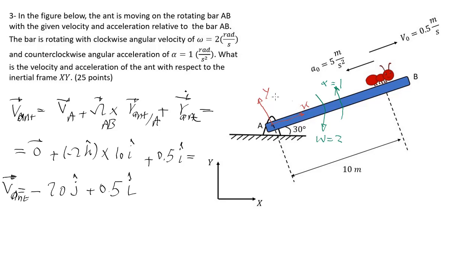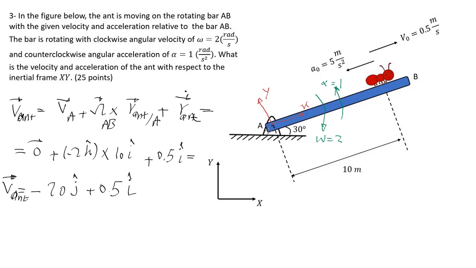And if you want, you can write down this velocity vector in the inertial frame, because we have asked for the velocity and acceleration with respect to the inertial frame. This is fine. This is just the velocity of the ant with respect to the inertial frame, but it is written in the rotating frame. So I would say this is fine, but if you want to convert it to the inertial frame, because we have this angle, we can do that.